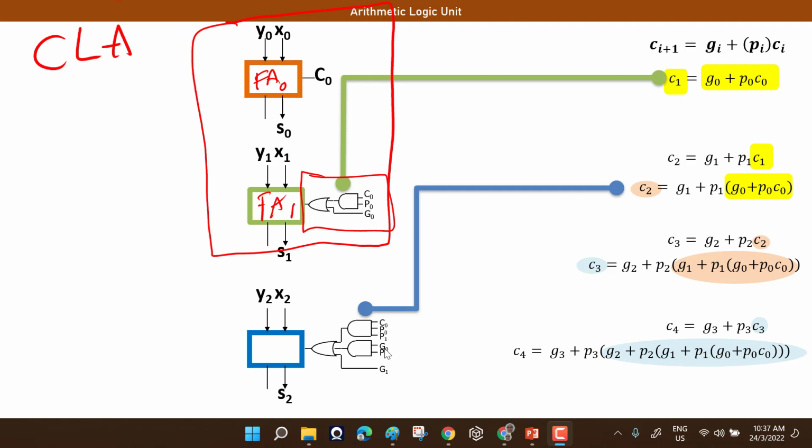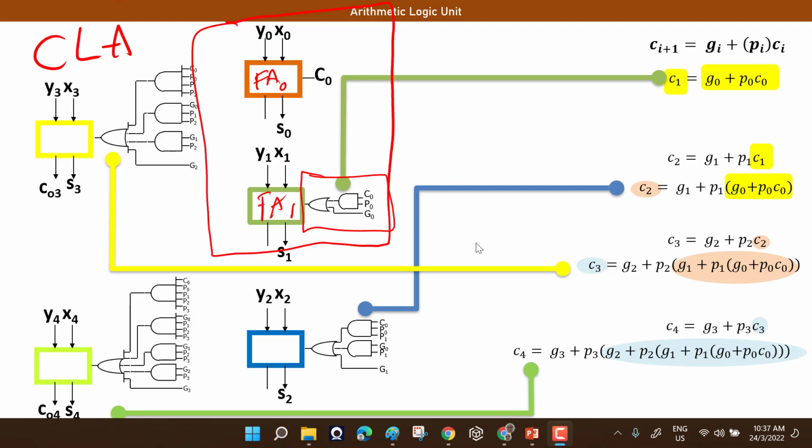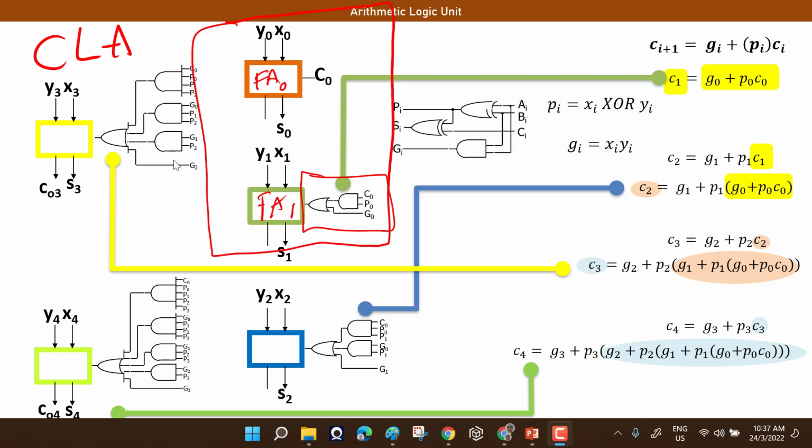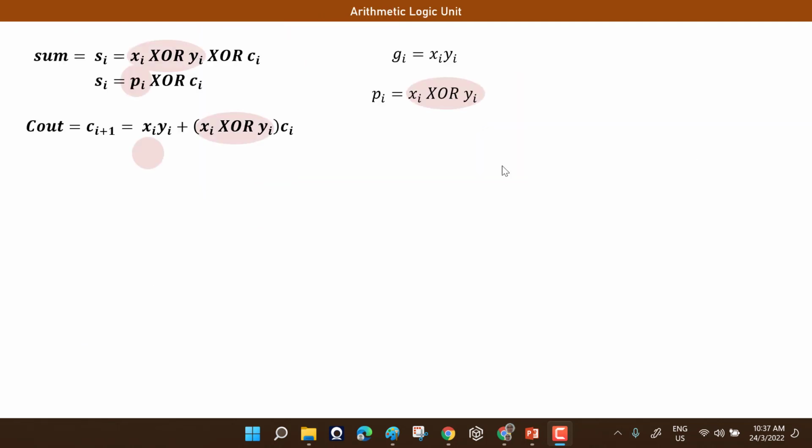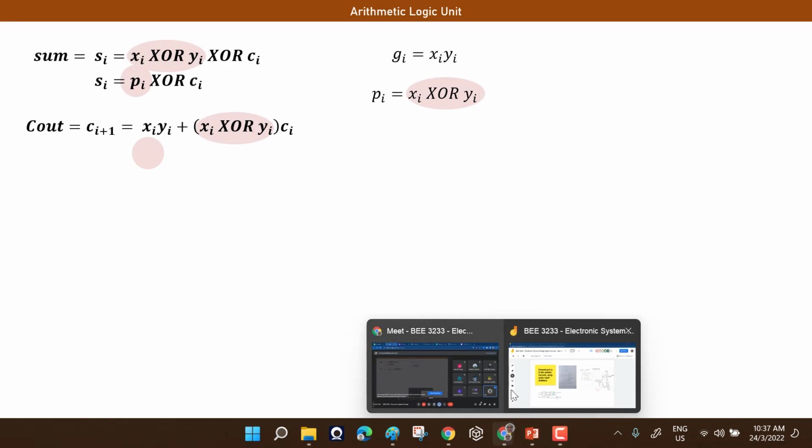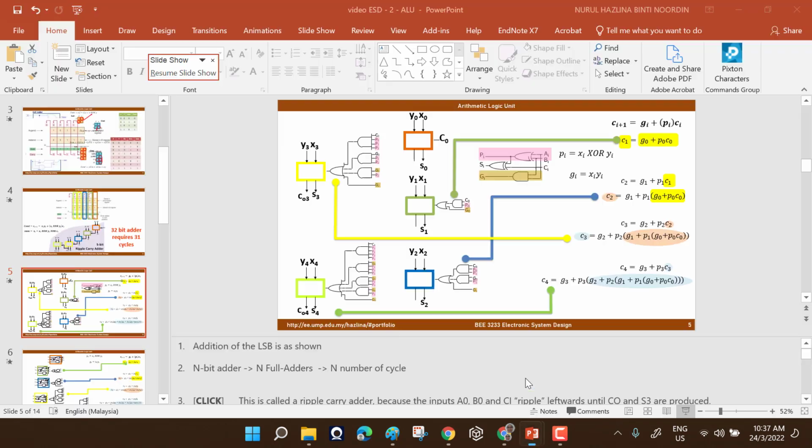So where does this G come from? G comes from this X and Y tadi tu. Okay. So the more bits that you need to add, the more gates, or OR gates, are needed to support it. Okay. So ni, this is propagate, this is generate. Alright. So that is all that you need to know, in and out, for half adder and full adder.